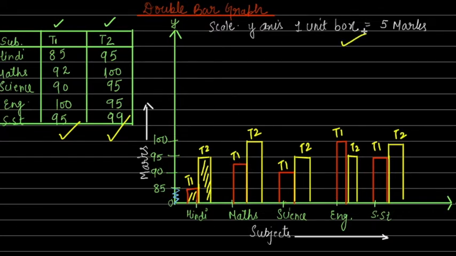Again, scale is mandatory to write. Again here I have taken the y-axis scale, 1 unit box represents 5 marks, 85 to 90, 90 to 95. It is representing 5 marks, and we have used a kink here because we have suppressed all the values from origin to 85. Let's see the next type.